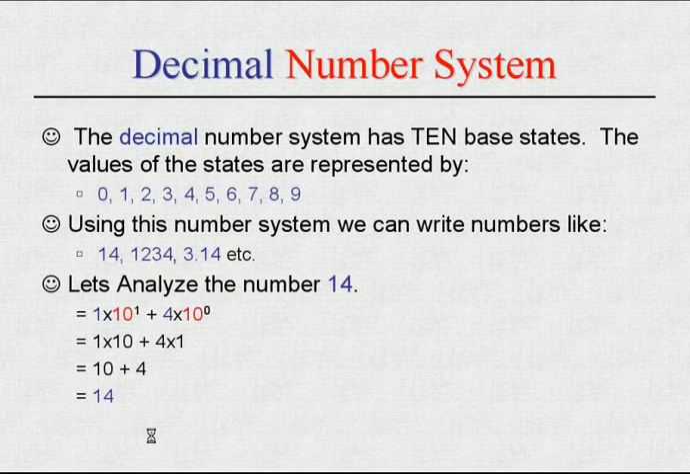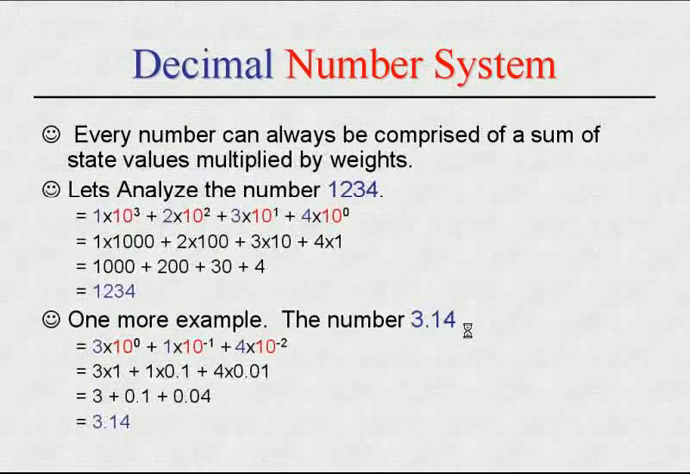When we look at a specific number, like let's say we analyze the number 14, we can break it down into different parts. The 1 in the 14 here is actually 1 times 10 to the power of 1. And the 4 here is 4 times 10 to the power of 0. If we multiply this out, we get 1 times 10 plus 4 times 1, and when we add these together, we get 14. That's how we break down a number into its number system.